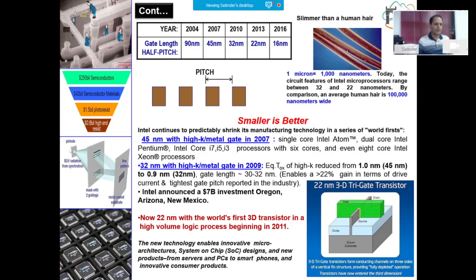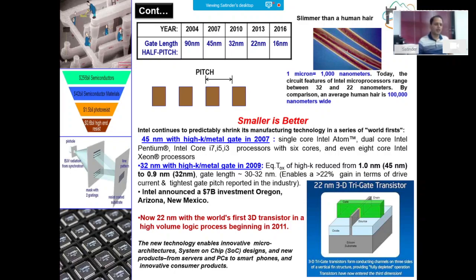Then there were a lot of other initiatives in this way. Intel started, and TSMC and other companies also started a similar kind of exercise. So now 22 nanometer, with the world's first 3D transistor in logic, arrived in 2011.